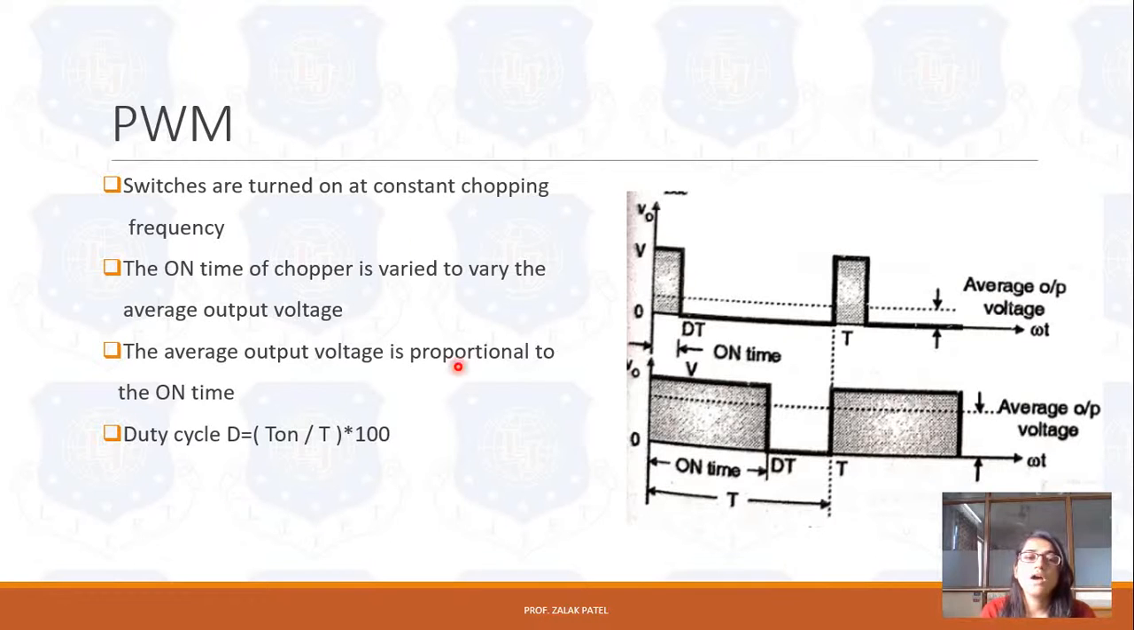So with PWM, the output voltage clearly depends on its on time, and for the PWM technique the frequency should be constant. Mainly the duty cycle is frequency into on time, because 1 upon T is nothing but frequency. So it can also be written as T on into F. That's why D is equal to F into T on.